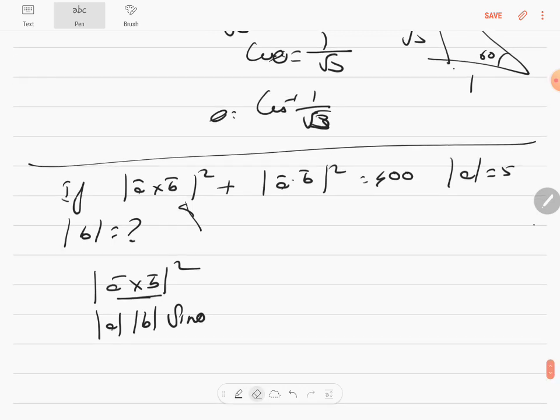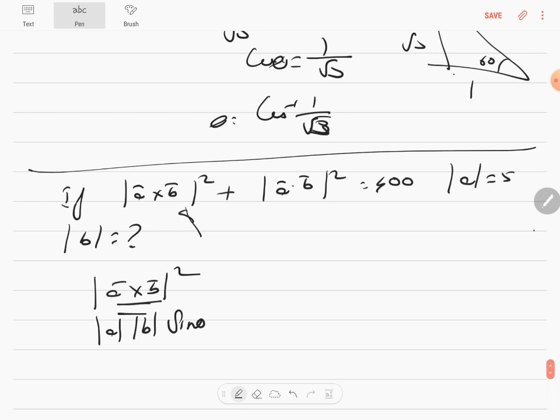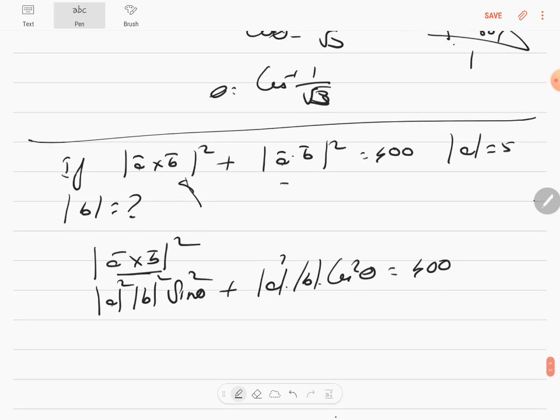Correct? So then this will become magnitude of a the whole square, magnitude of b the whole square into sin square theta. Plus this one, a dot b, which is magnitude of a into magnitude of b into cos theta, the whole magnitude, the whole squared also, so no negatives, is equal to 400. So what? a square and b square, you can take it out common. So you take it out common, as sin square theta plus cos square theta will become 1.